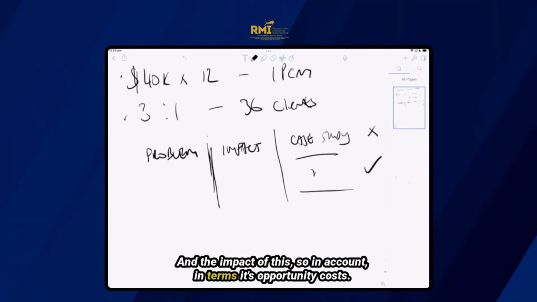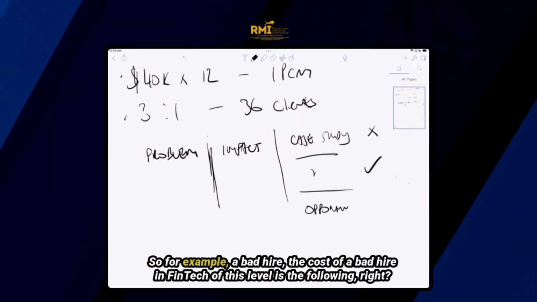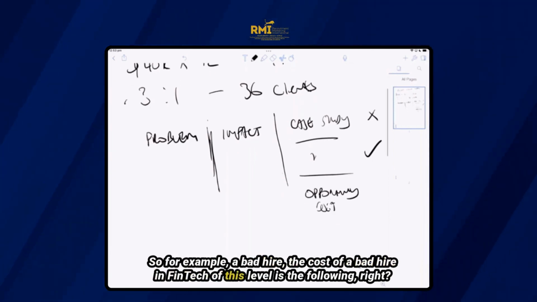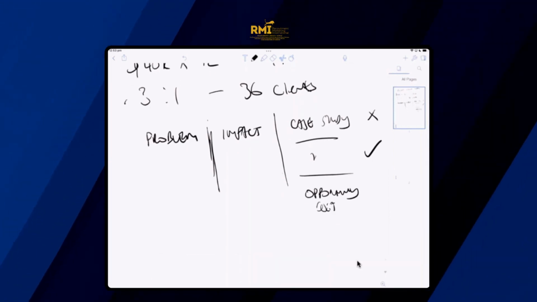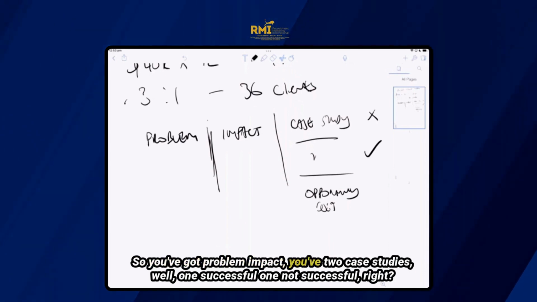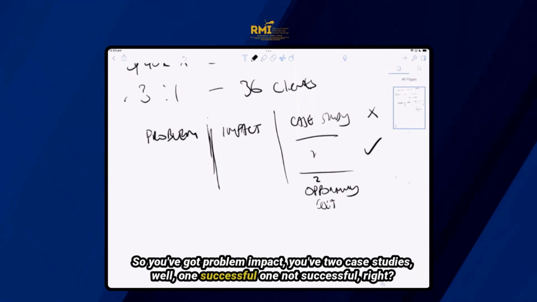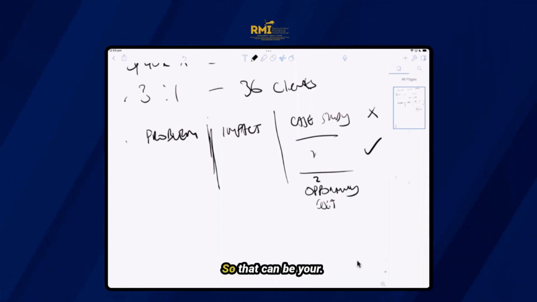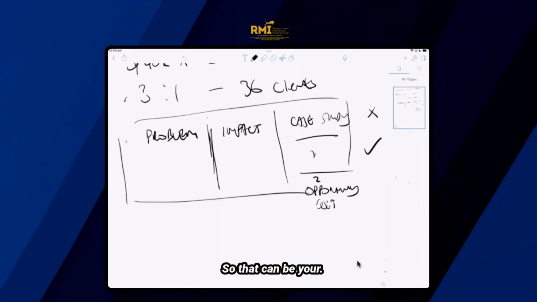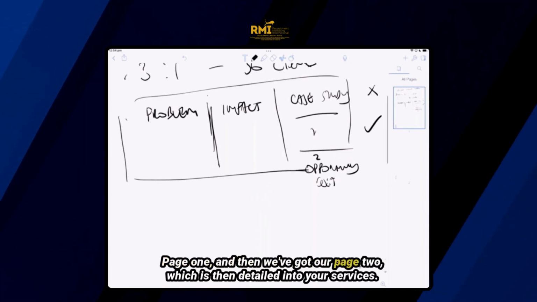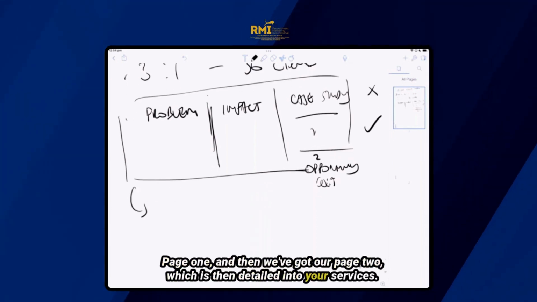So in accounting terms, it's opportunity cost. So for example, a bad hire, the cost of a bad hire in fintech of this level is the following, right? So you've got problem, impact, you've got 2 case studies. Well, one successful, one not successful, right? So that can be your page 1, and then we've got our page 2, which will then detail into your services.